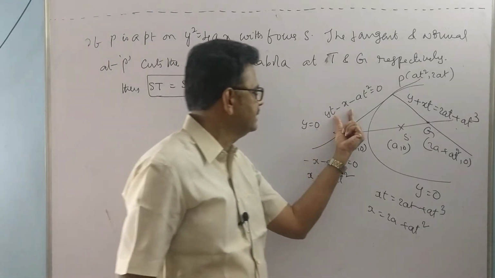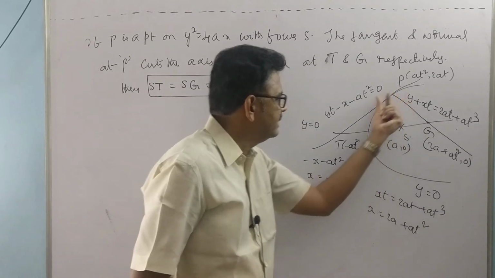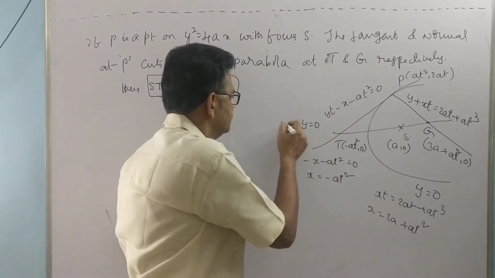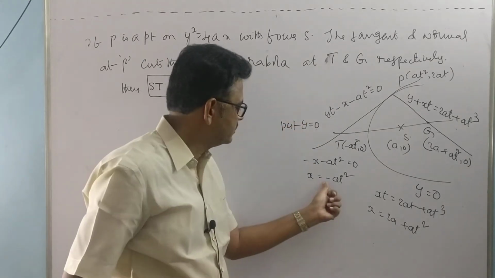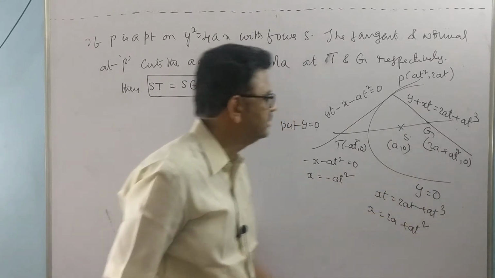So this is the tangent equation, this is the normal equation, this is the focus. The tangent cuts the x-axis at the point T, therefore put y equal to 0. So we get the coordinates of T, S, and also the coordinates of G.